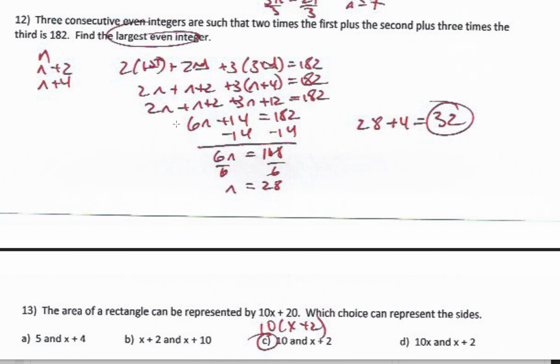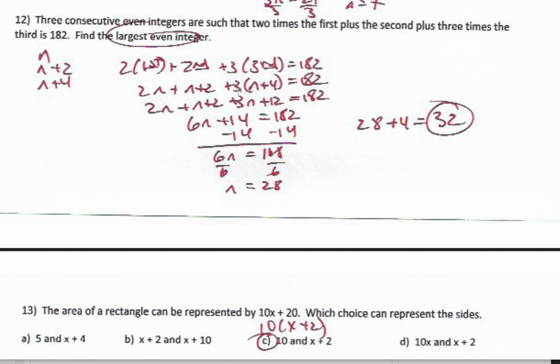Now we'll go up to number 12. Find 3 consecutive evens. And just like the odds, they are n, n plus 2, n plus 4, such that 2 times the first, there it is, 2 times the first, plus the second, plus 3 times the third, there's 3 times the third, is 182. Find the largest even integer. And that's different, right? It didn't say find 3 or 4, it said find the largest even. So I'm only responsible for that biggest even integer. So 2 times the first is 2n. The second is n plus 2.